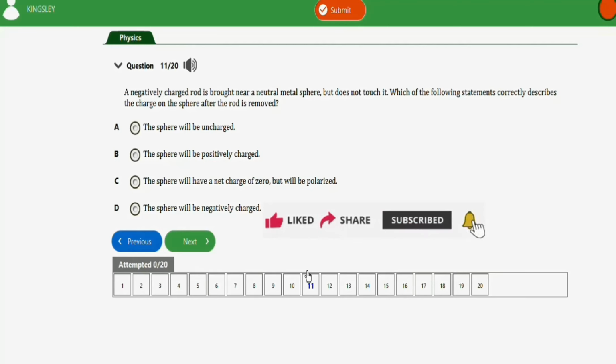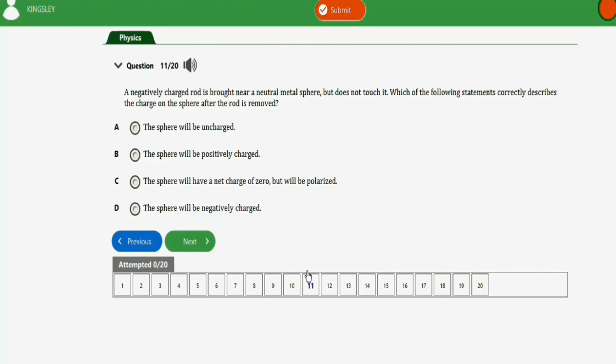It says a negatively charged rod is brought near a neutral metal sphere but does not touch it. Which of the following statements correctly describes the charge on the sphere after the rod is removed? Well, option A, the sphere will be uncharged. Option B, the sphere will be positively charged.